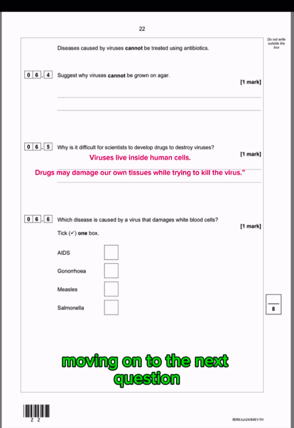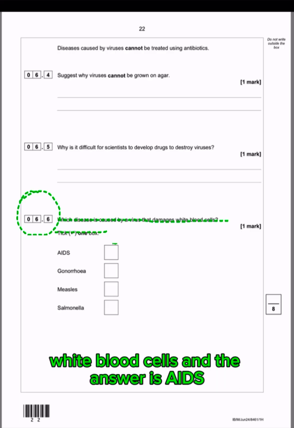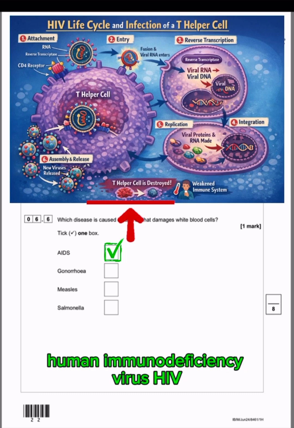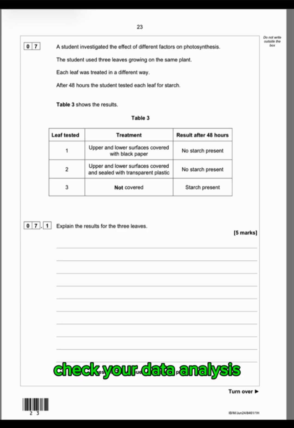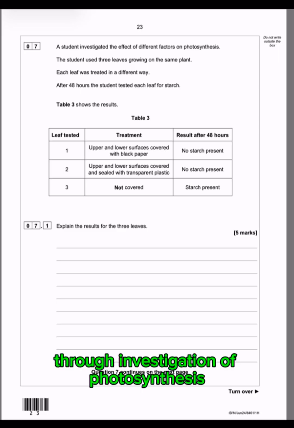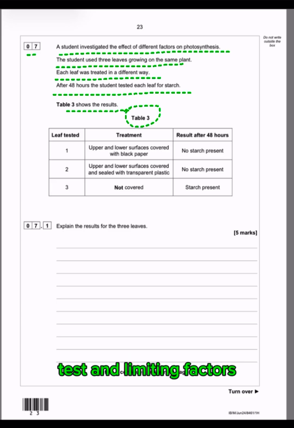Moving on to the next question, part 6.6 asks which disease is caused by a virus damaging white blood cells, and the answer is AIDS, and the name of the virus is human immunodeficiency virus, HIV. Let's move to the next slide, where AQA examiners check your data analysis and scientific knowledge through investigation of photosynthesis factors on leaves, such as the starch test and limiting factors.